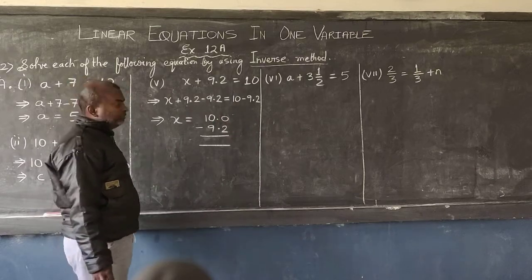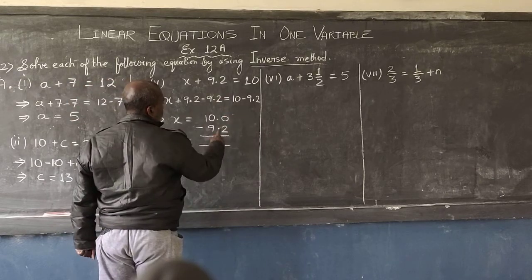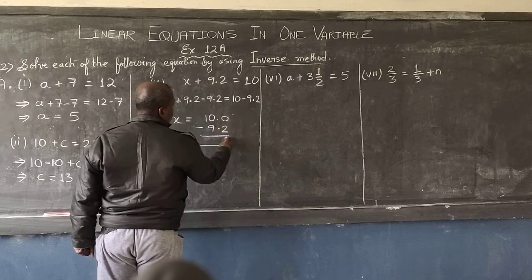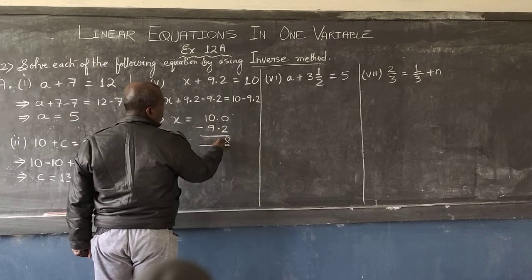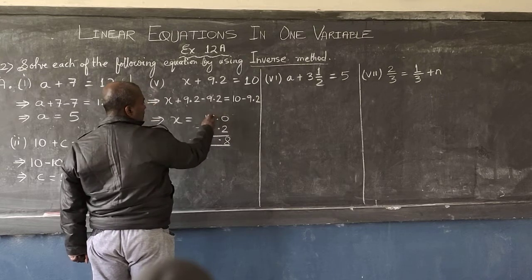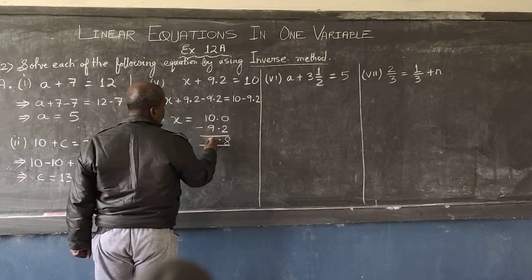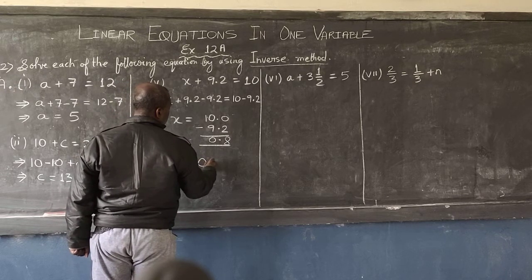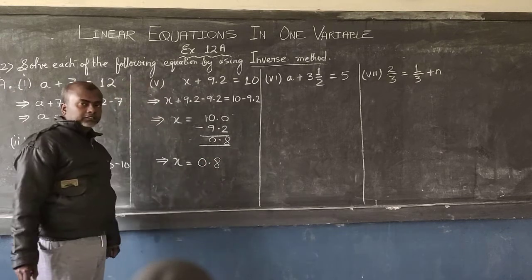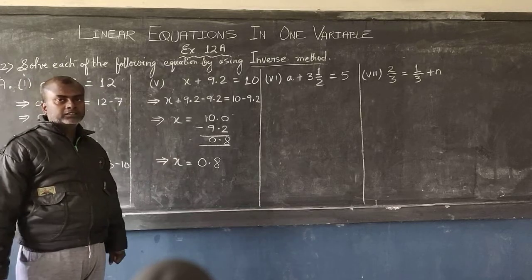Now you can do the subtraction. 10 gives 1 here, it becomes 10 minus 2 is 8. Point should be below point. This 10 gave 1, it became 9. 9 minus 9 is 0. So what's the value of x? 0.8 is the value of x.